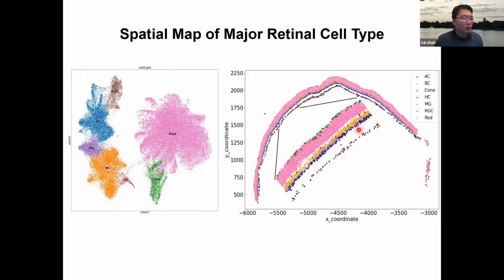I will come to that a little later. So overall, for the main cell types, the spatial pattern is quite consistent with what we know. We're pretty happy about that.